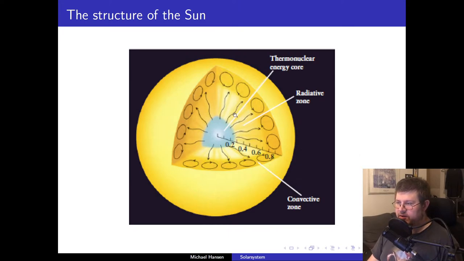The radiative zone here simply means that it's photons that are carrying the energy. So the core is delivering the energy, if you will. And on the surface of the core, those inner layers here will give rise to radiation traveling through the layers. So there's no real movement of matter down here. It's only radiation.